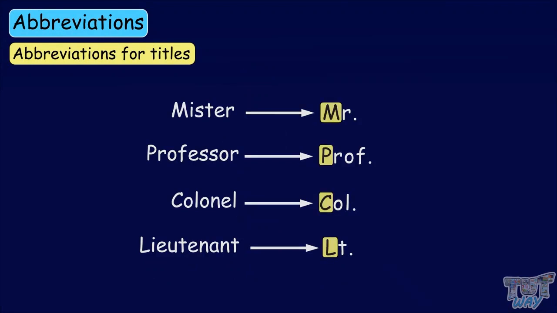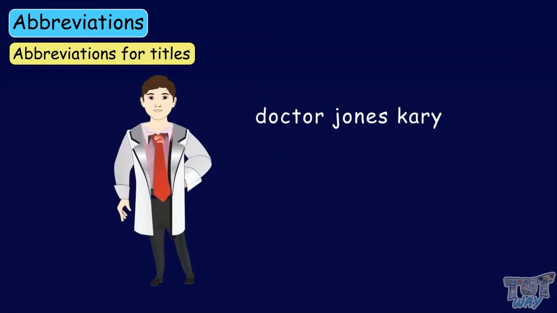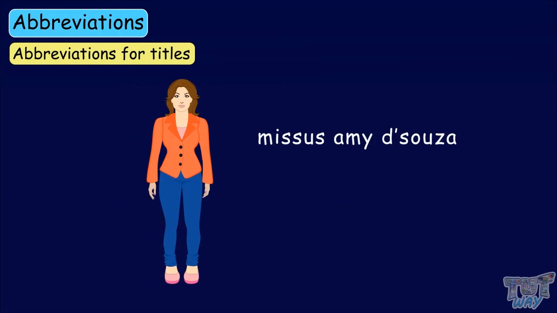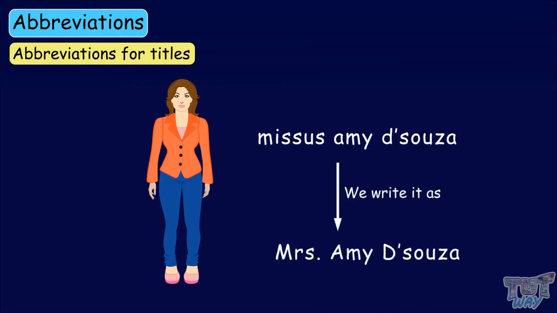If we have to write Dr. Jones Carey, we will write it as DR with a period after it, and then write Jones Carey with the first letter of each word capitalized. If we have to write Amy D'Souza, we will write MRS with M capital and a period after it, and then write Amy D'Souza with the first letter of each word capitalized.